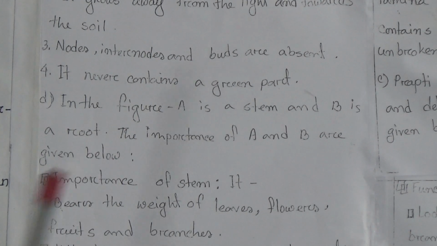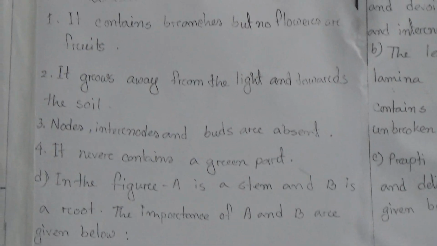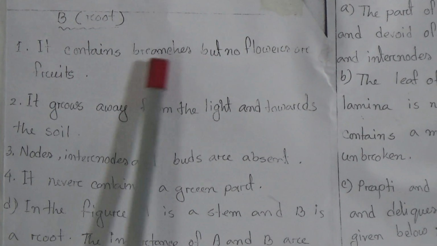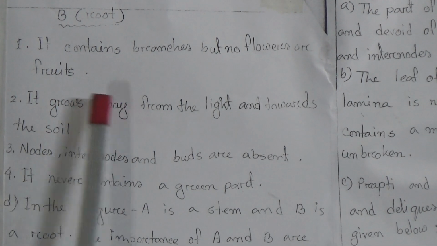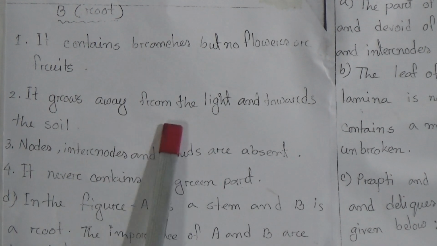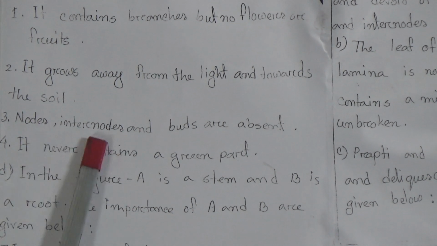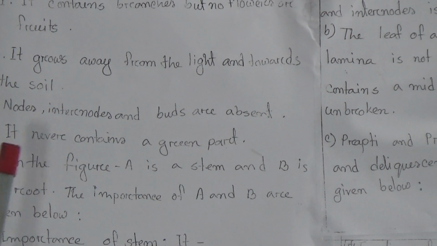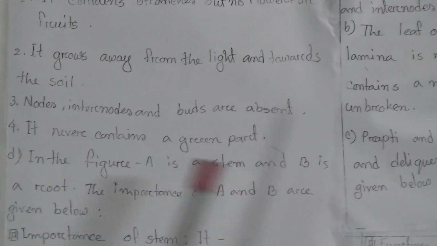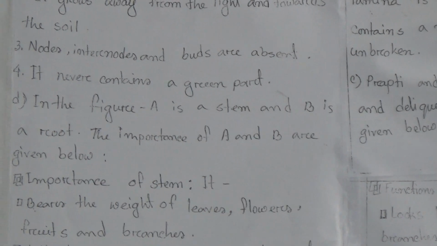Dear students, I am repeating. Part B is root. It contains branches but no flowers or fruits. Number 2, it grows away from the light and towards the soil. Number 3, nodes, internodes and buds are absent. And number 4, it never contains a green part.